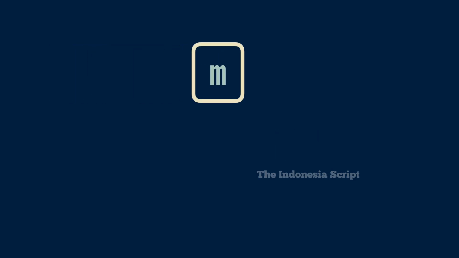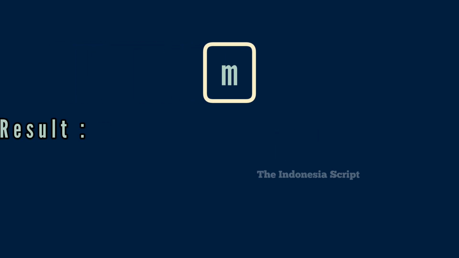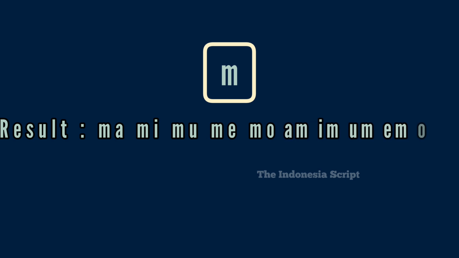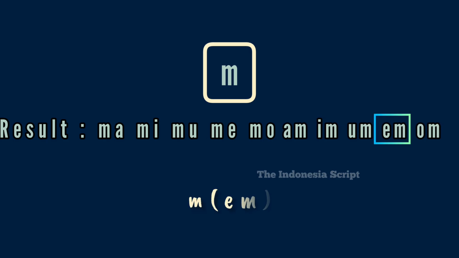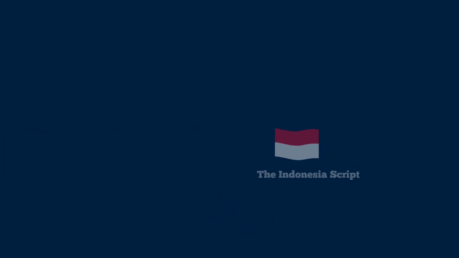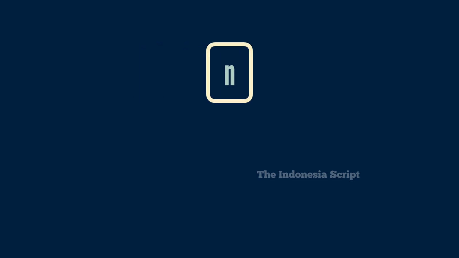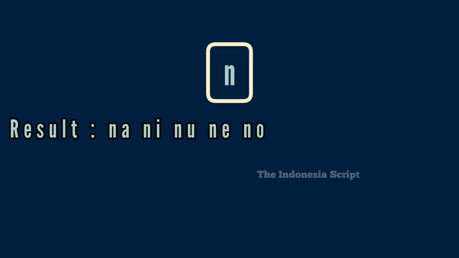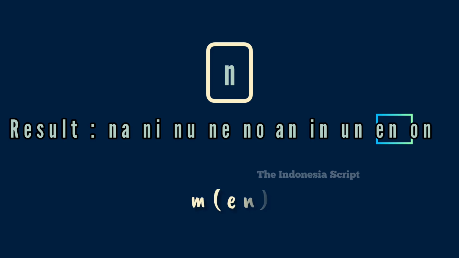Next consonant. From the first combination, we will get ma, mi, mu, me, mo. And from the second combination, we will get am, im, um, em, om. One of the results we get is the syllable em, which is the syllable used to pronounce this voiceless letter. Next consonant. From the first combination, we will get na, ni, nu, ne, no. And from the second combination, we will get an, in, un, en, on. One of the results we get is the syllable en, which is the syllable used to pronounce this voiceless letter.